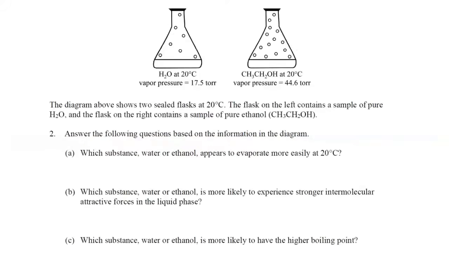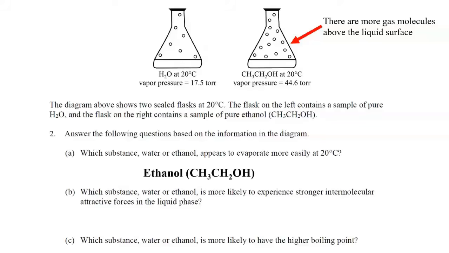Part A, which substance, water or ethanol, appears to evaporate more easily at 20 degrees Celsius? Well, in the particle diagram, as well as the fact that the vapor pressure 44.6 is higher than that of water at that same temperature, you can see that there are more gas molecules above the liquid surface for that flask of ethanol. So the answer to part A is ethanol seems to evaporate more easily at 20 degrees Celsius.